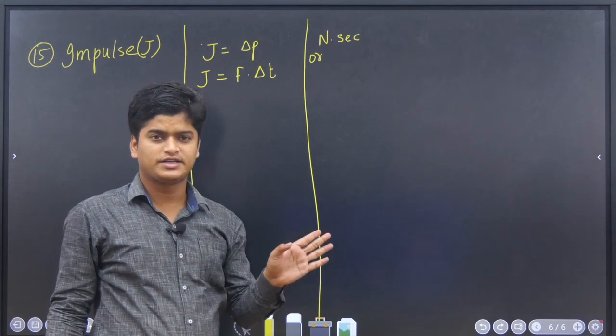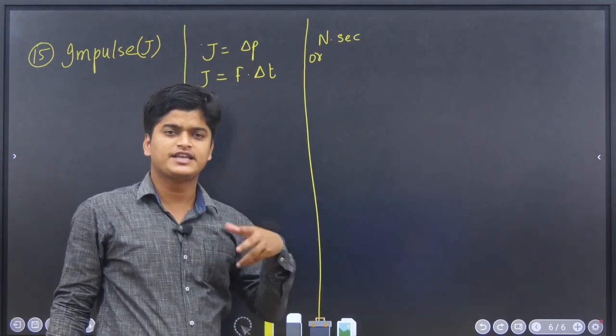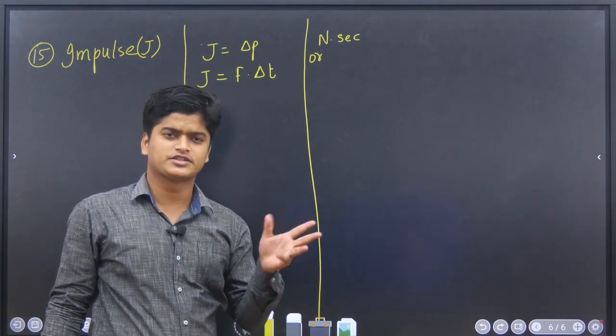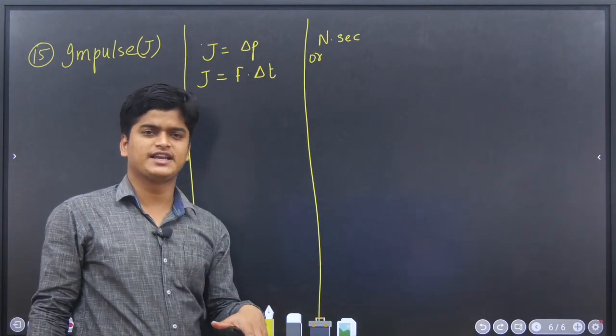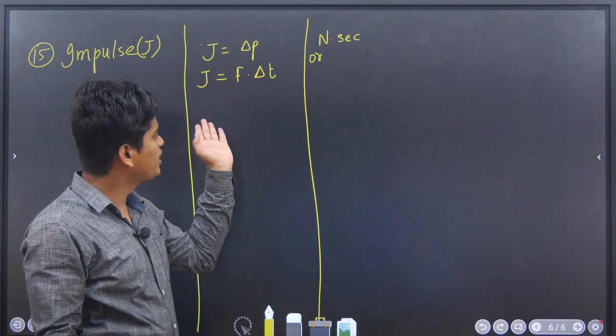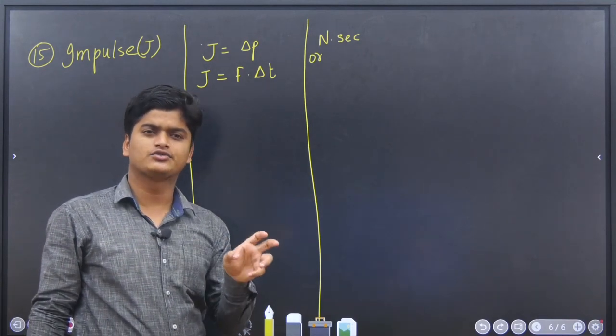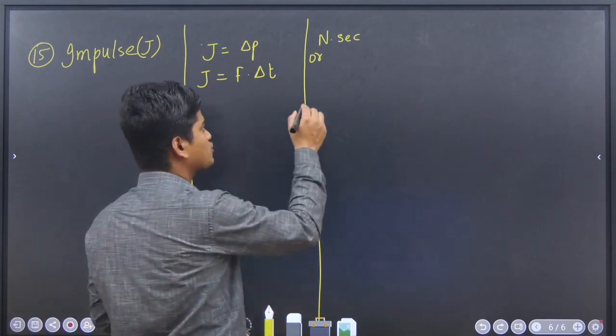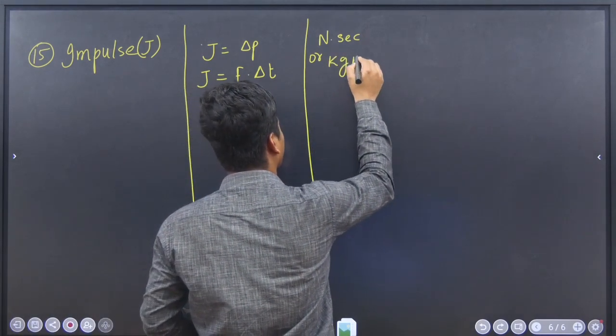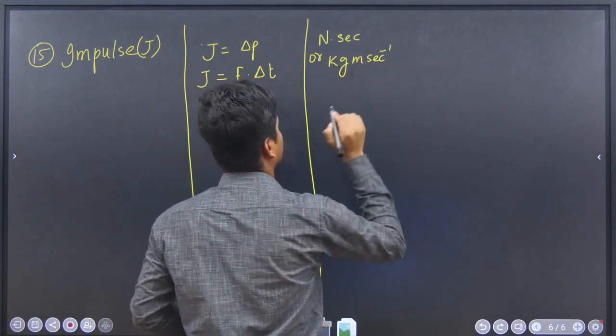Or I can write the momentum unit, because remember, if you are talking about the change in any physical quantity, the change in that physical quantity has the same unit or the same dimension. Suppose length unit is meter, change in length unit is also meter. So momentum unit is kg into meter into second to the power minus 1. Similarly, change in momentum is also the same thing, so I can write kg meter second to the power minus 1.